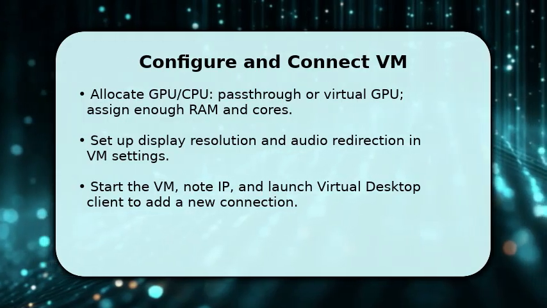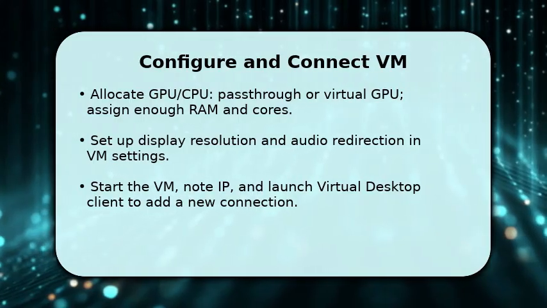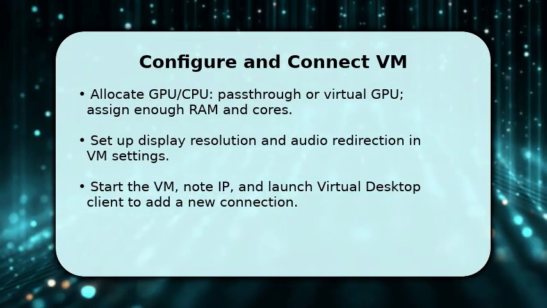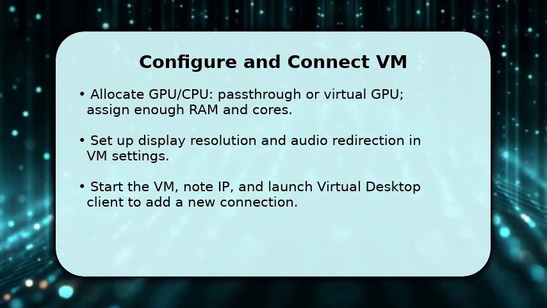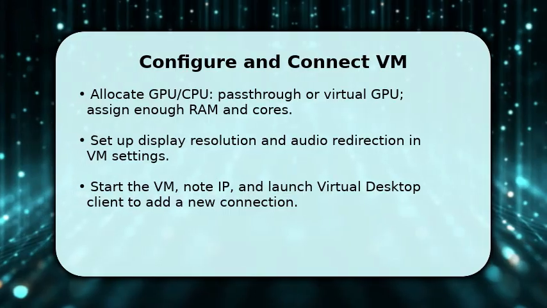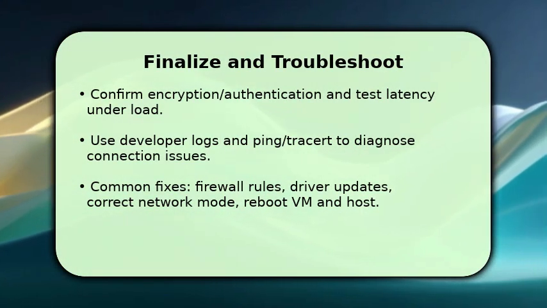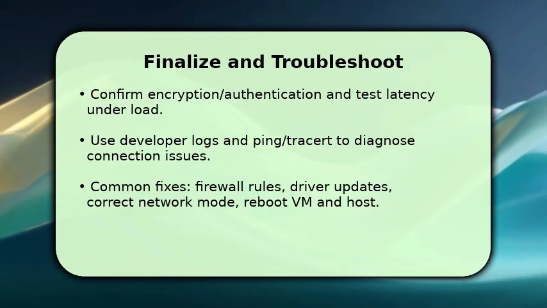Once it's running, open the virtual desktop client on your PC and create a new connection using that IP, selecting the correct streaming protocol and authentication method. These settings finish by verifying encryption and authentication settings. Connect and run a short latency and quality test while the VM is under load so you see realistic performance.